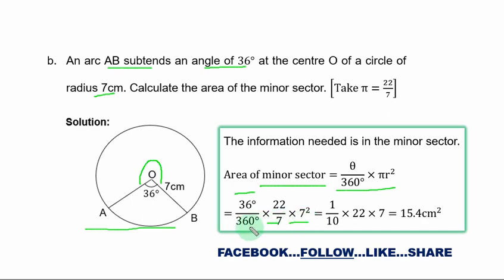That is the radius. If you simplify this, you have 1 over 10. 7 squared is 49. Divide by 7. 7 is remaining. And of course, you have 22 over 7 in that place. If you multiply and divide, you have 15.46 square centimeters as the area of the minor sector.